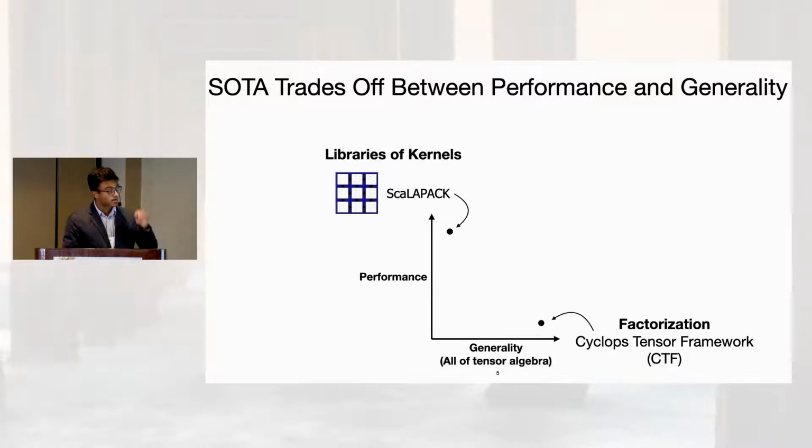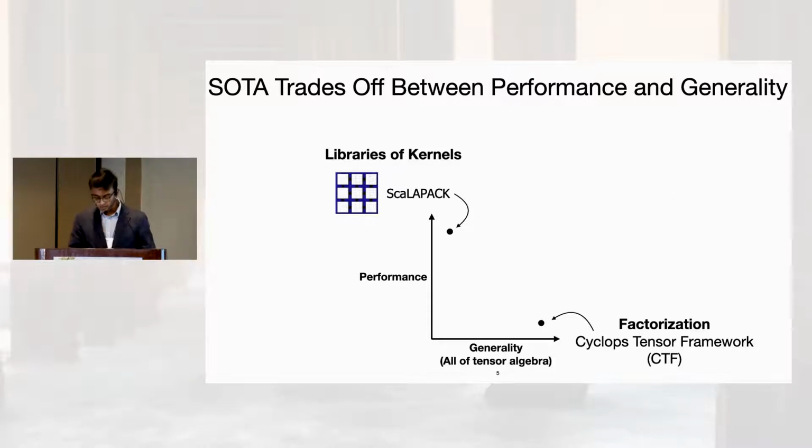At the other end of the spectrum is a technique known as factorization, which is something used by the Cyclops tensor framework. And the key idea here is you can take any tensor computation and reduce it into a series of matrix multiplications and transposition operations. And Cyclops takes this to the distributed setting by using a distributed matrix multiply rather than one that runs on your single machine. However, while you can express all of tensor algebra with this approach, you're going to lose out on performance. In particular, our experiments show that you can lose a factor of 2 to 4x here, and even an order of magnitude in certain cases.